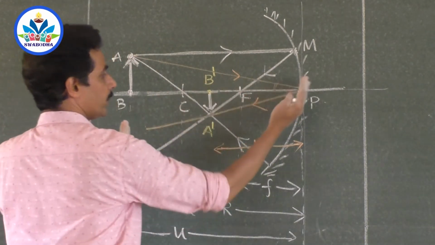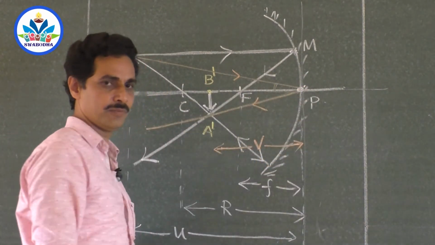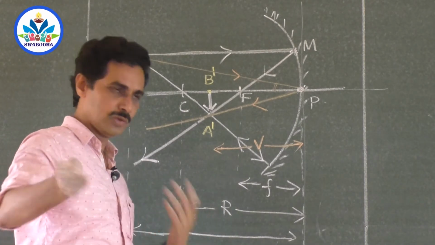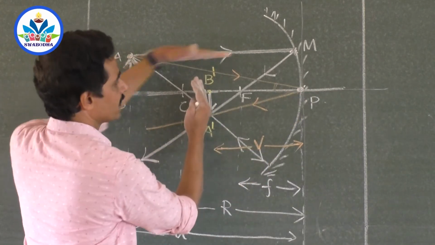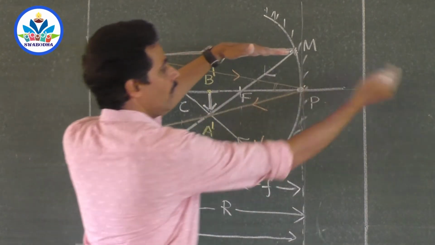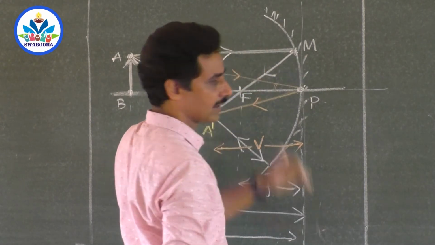Every distance is measured from the pole, the pole is the center. It is like Majestic in Bangalore. Everything starts from Majestic, so you move away. Everything is measured from that center. Going away, opposite to the direction of light, is negative. Going in the direction of incident light is positive.